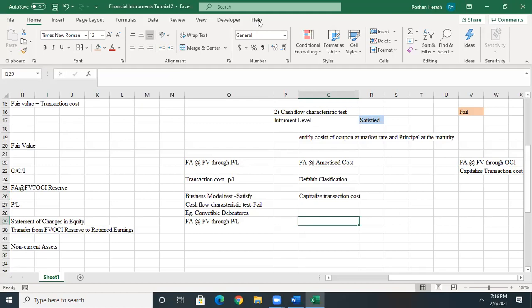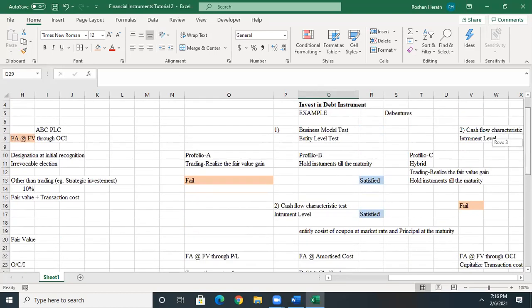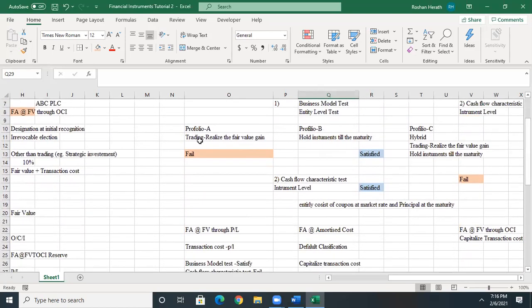Okay, so that's going to be the case. The business model test fails. Does the cash flow test apply automatically? No, the thing is this. If you fail one of these tests, you need not consider the other. So you do not take that to the next level.